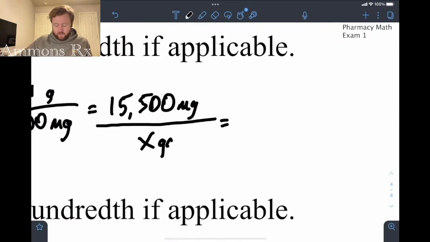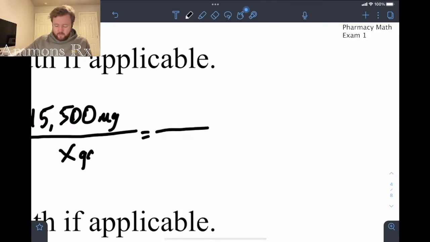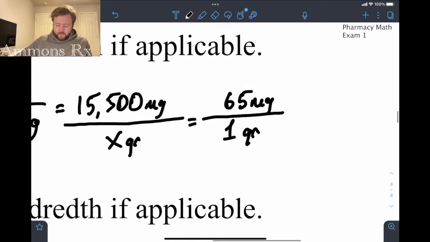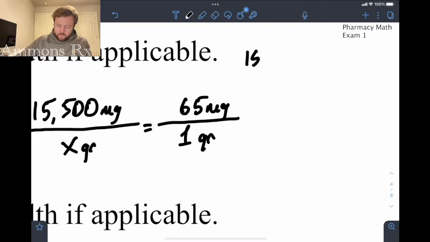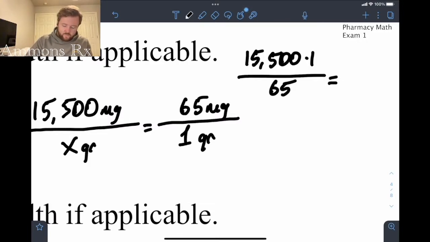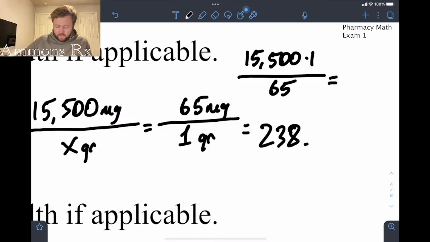Now your conversion rate that you know in your head is going to work. So how many grains is that? We know that there are 65 milligrams for 1 grain. So that turns into 15,500 times 1 divided by 65. And that is 238.46 grains.